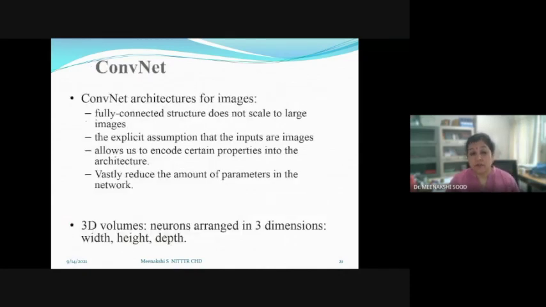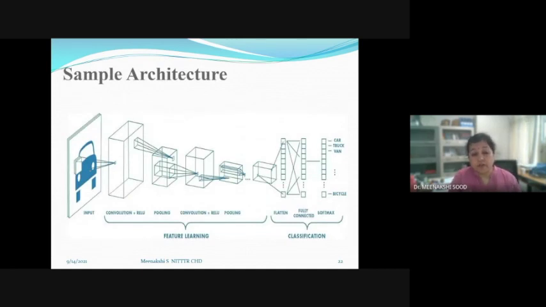A convolutional neural network is a structure which takes images as inputs, reduces the number of parameters, and encodes certain properties into the architecture. I'll come to this. First, I'll give you a flavor of what a sample architecture of a convolutional neural network looks like. As you see, the input is an image, and these are the various layers responsible for the first portion which I have been talking about again and again, that is, feature learning.